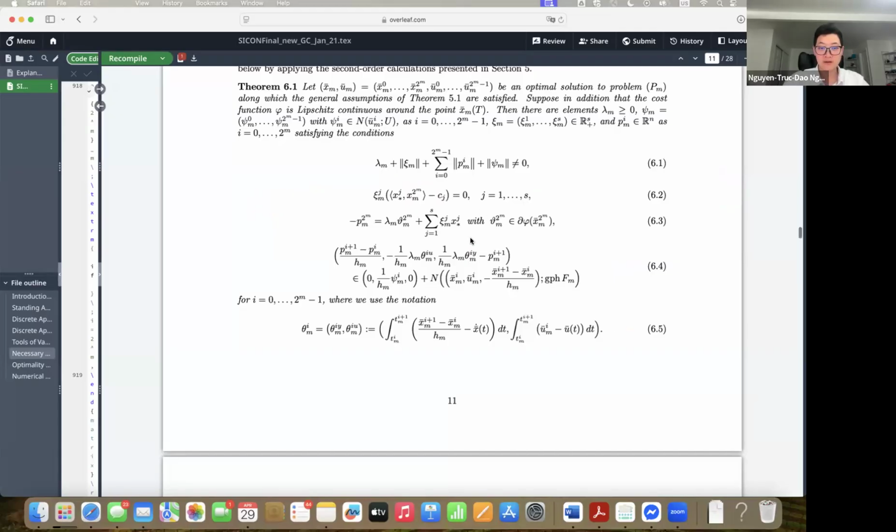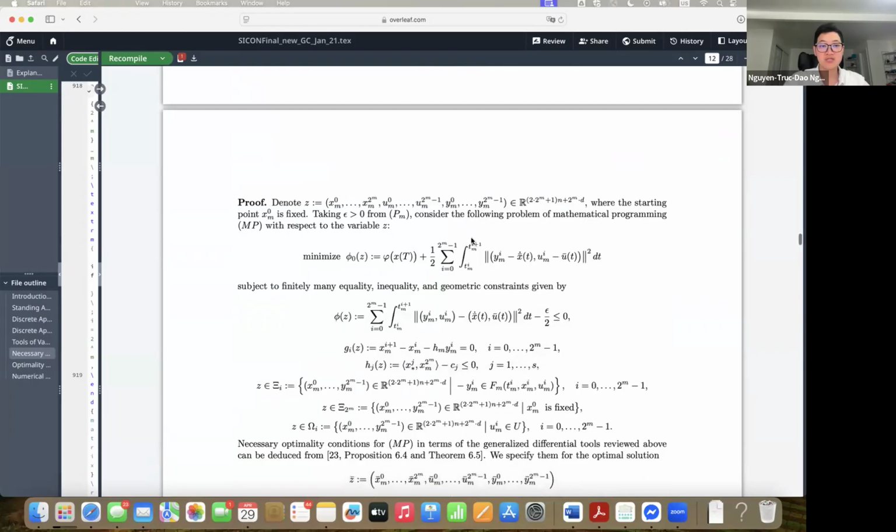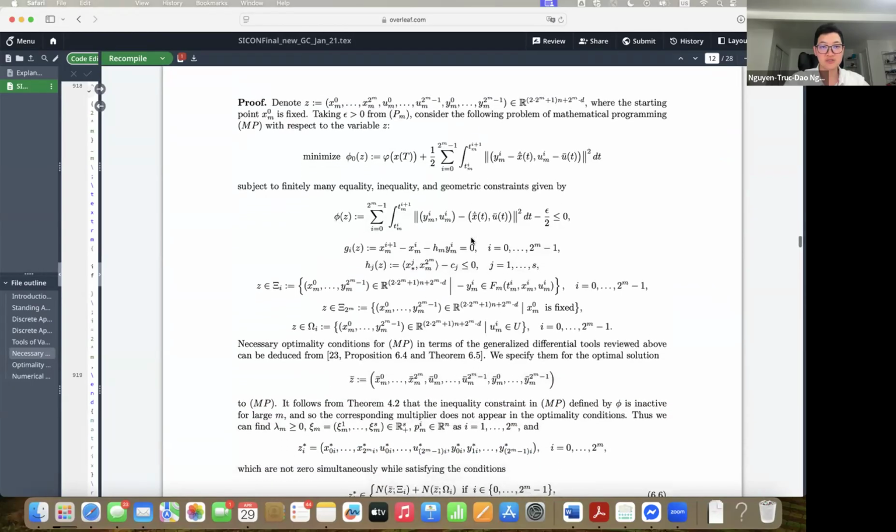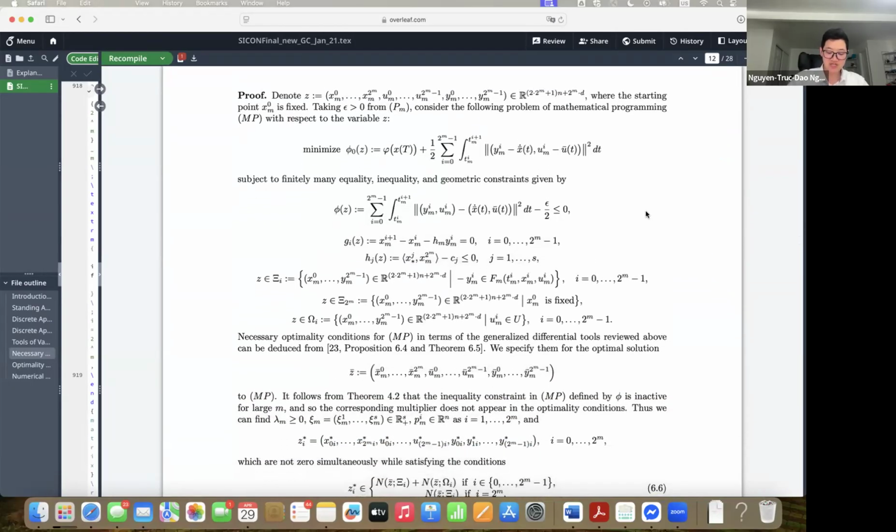Okay, I'm going to go through the details of the proof for this theorem. So we denote z. In this case, z can be written in terms of x, from x_0^m until x_{2^m}, and u here as well. But the reason that we have u only until 2^m minus 1 is because u here is a measurable function, not an absolutely continuous function.